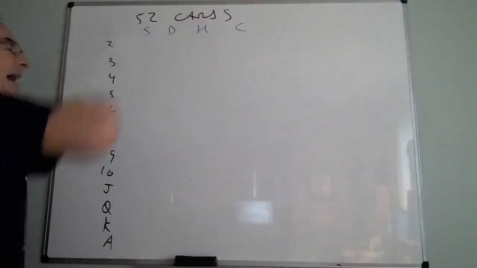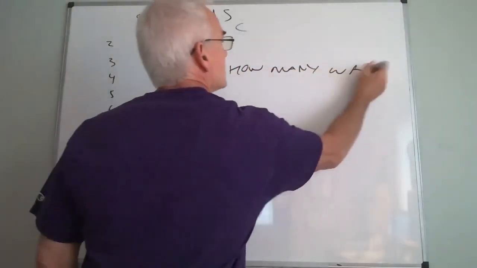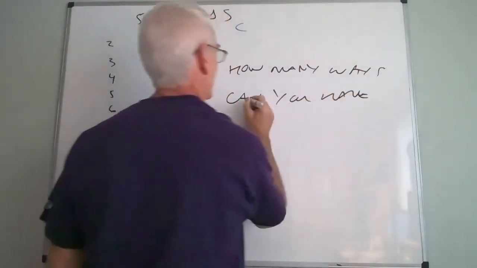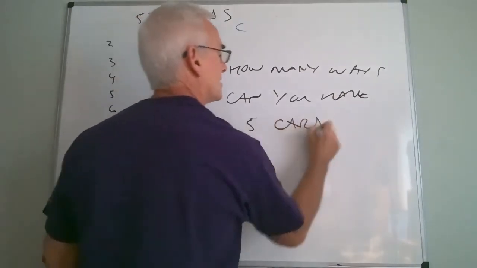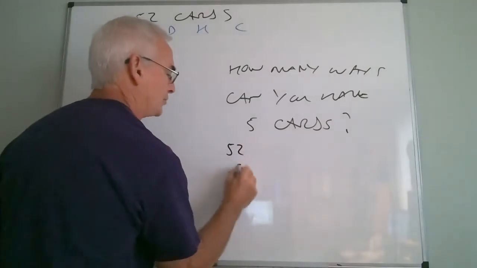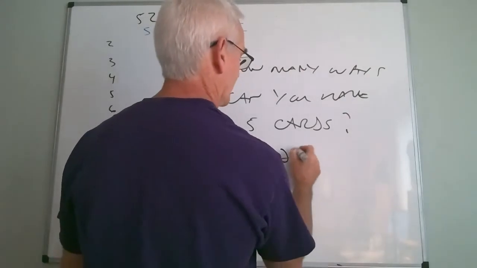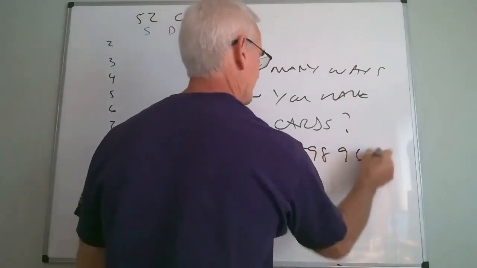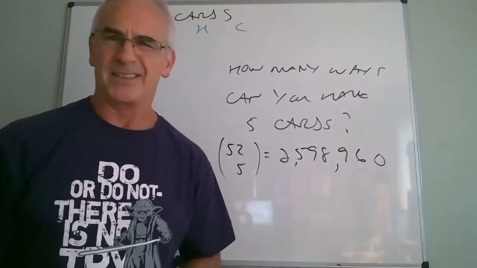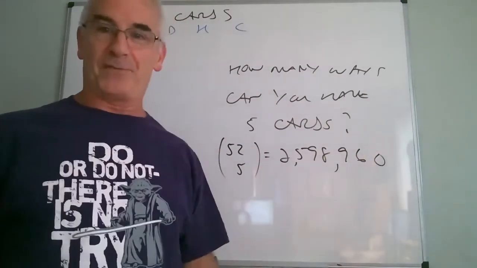So first of all, if I said, how many ways can you have 5 cards? Well, clearly that would be 52 choose 5, which would be 2,598,960, I believe. I know I've done this so many tens of thousands of times. There's about 2.6 million ways you can receive 5 cards.